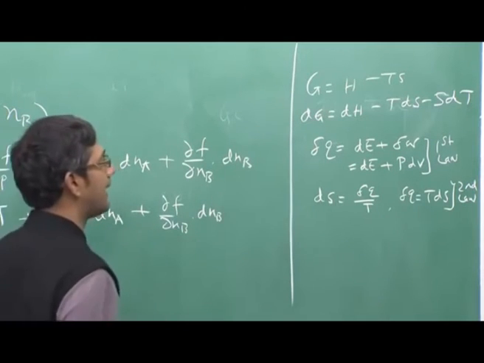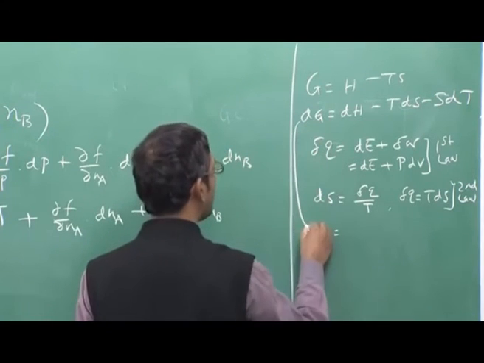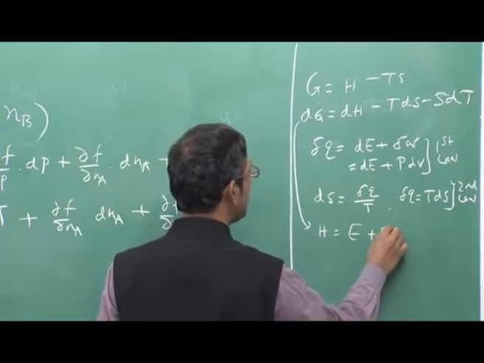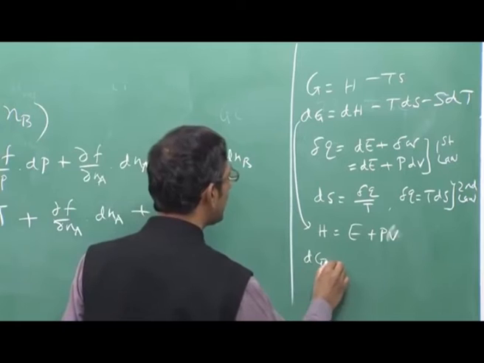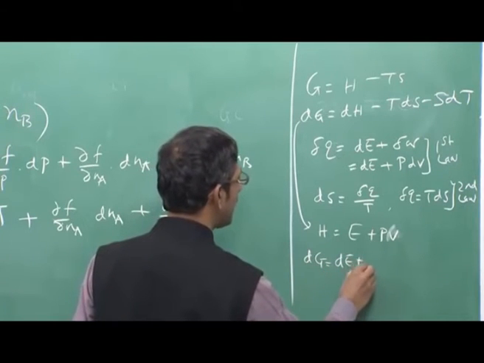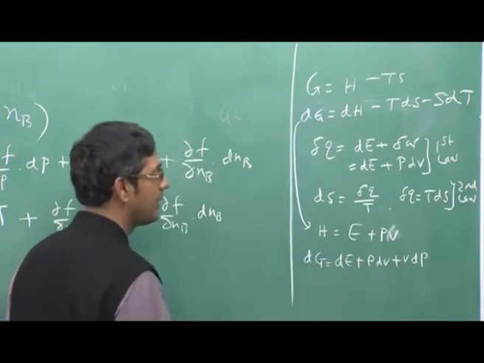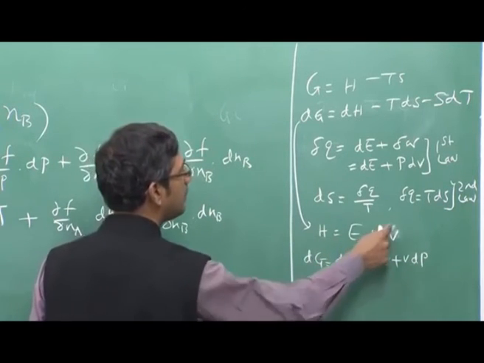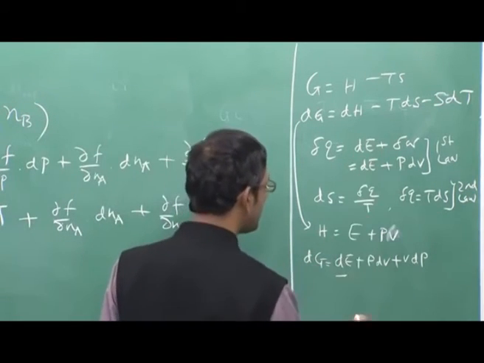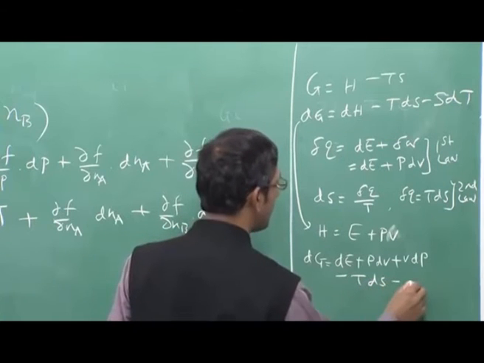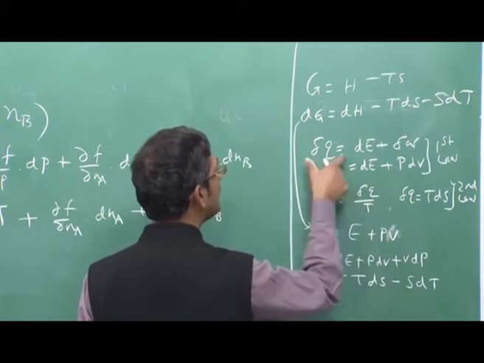Very easy to deal with this kind of equations. Now if I plug in those things, what will I get? I know H is equal to E plus PV. So I can expand dH is equal to dE plus P dV plus V dP. I expand this one fully, I can expand it very easily. So that becomes minus T dS minus S dT. So now we can clearly see dE plus P dV is equal to del Q.